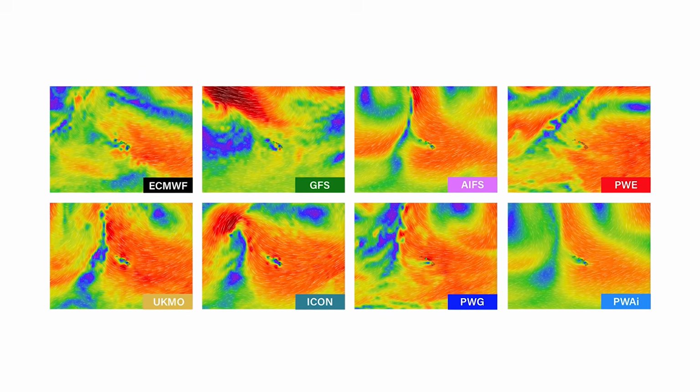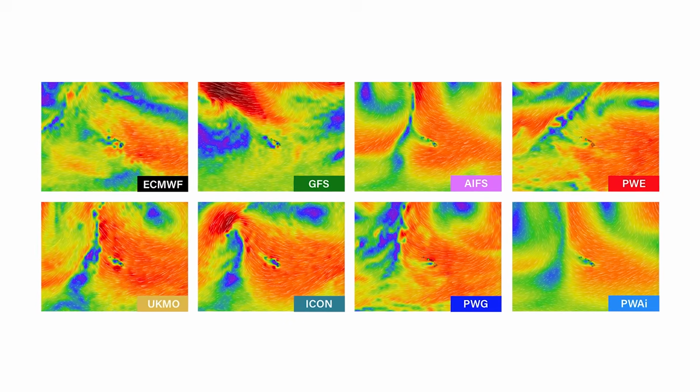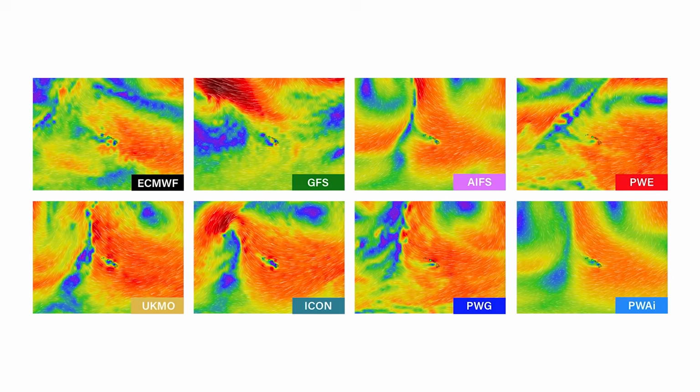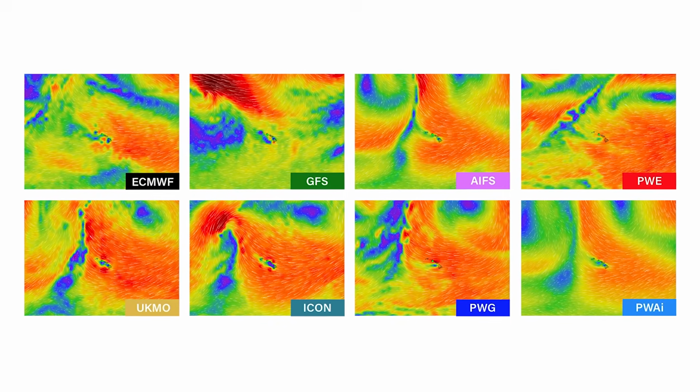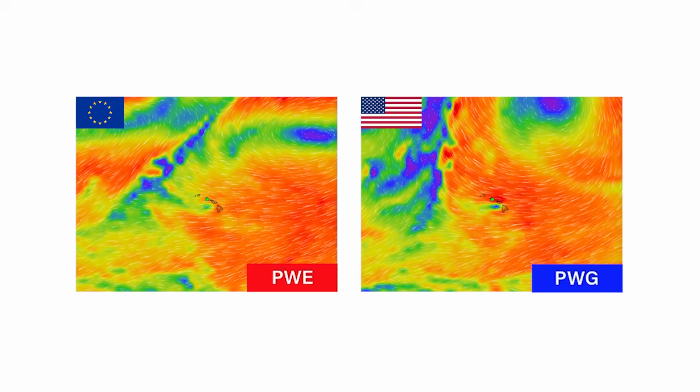They all start with slightly different data. They use slightly different assumptions, and they prioritize slightly different things. With the exception of PWE and PWG, those are the same algorithm, but one uses the data set from the US and one uses the data set from Europe. There is no correct model. There are only opinions with track records.